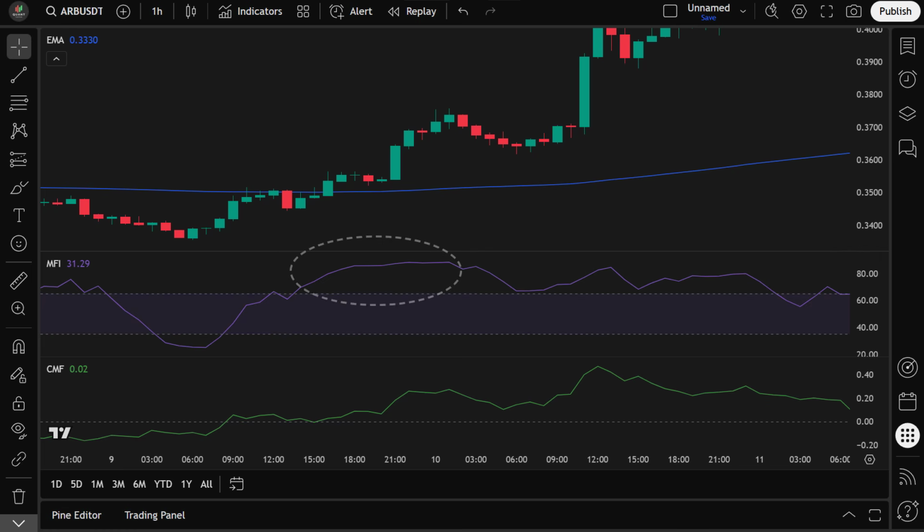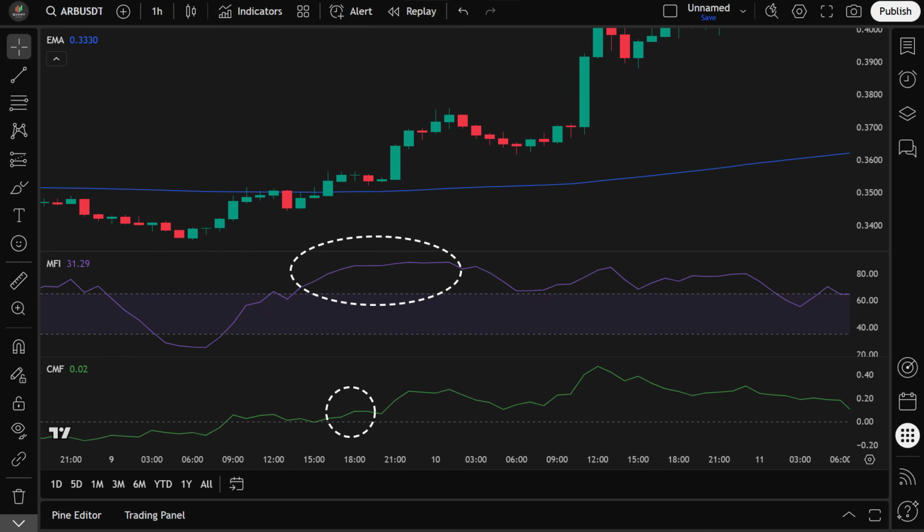1. Money Flow Index is above 65. This signals strong buying momentum, suggesting that the market is gaining upward strength. 2. Chaikin Money Flow crosses above 0.03. This means buying pressure is increasing and capital is flowing into the asset, a positive confirmation of bullish sentiment.